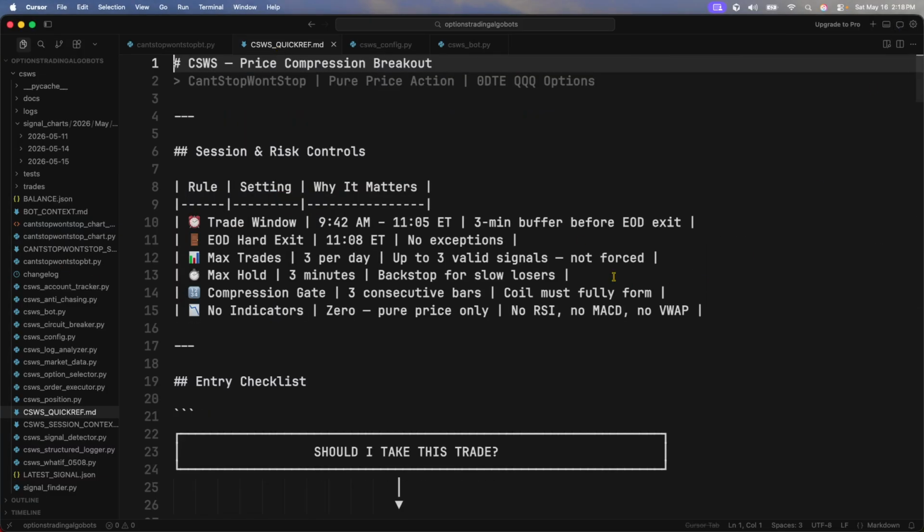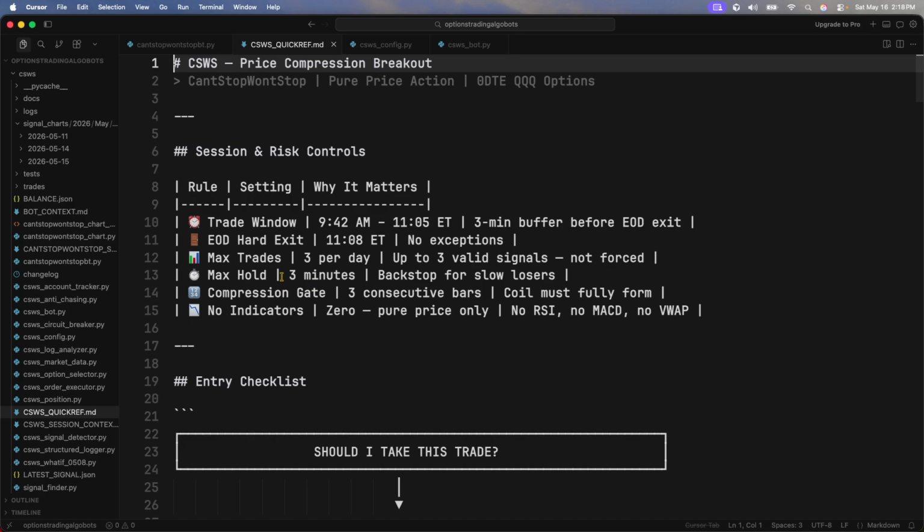And what I want to do is just quickly go over this one more time and how the strategy works. So if you want to be able to recreate this on your own, you can, right? So this strategy trades from 9:42 to 11:05, and we have a 3-minute buffer for end of day exits. End of day at 11:08, there's no more trades, no exceptions, right? This strategy trades up to 3 trades per day. Not forced trades. These are valid signals, right? And we're actually going to look at a couple of these signals.